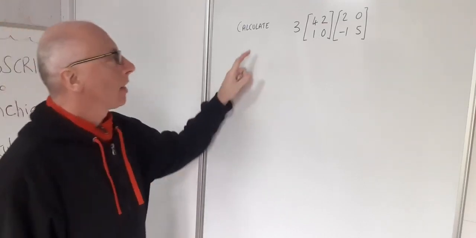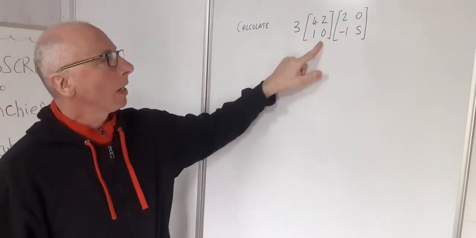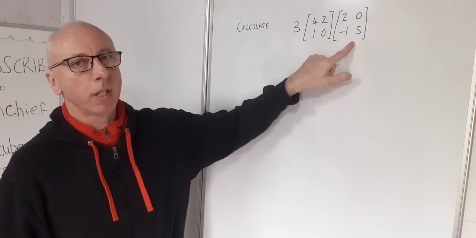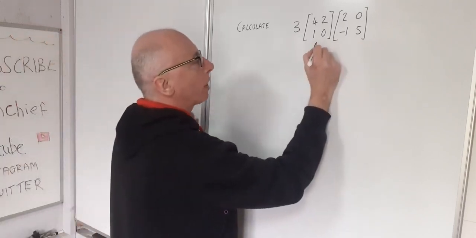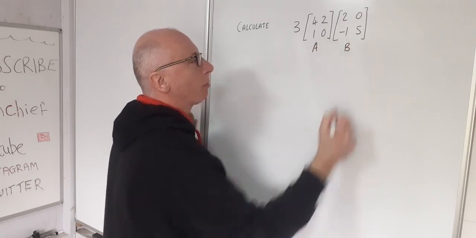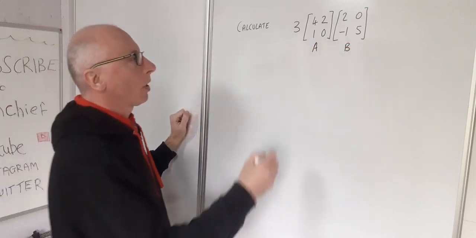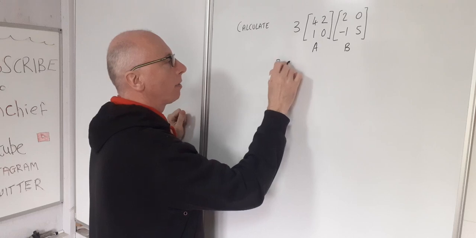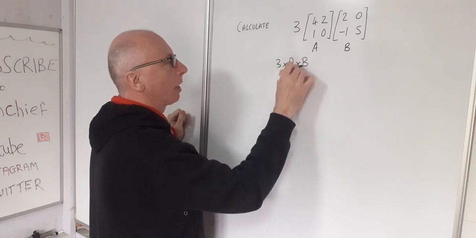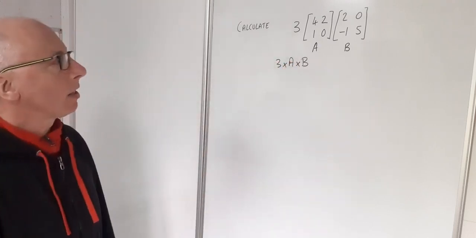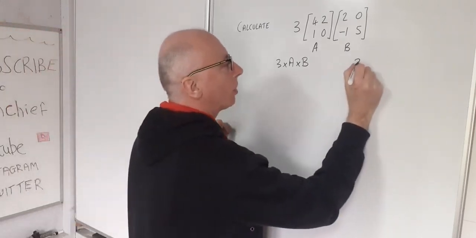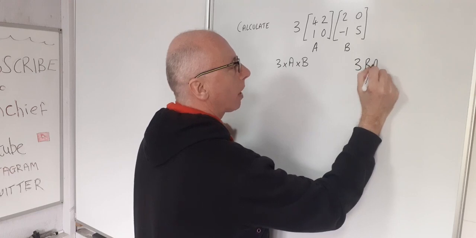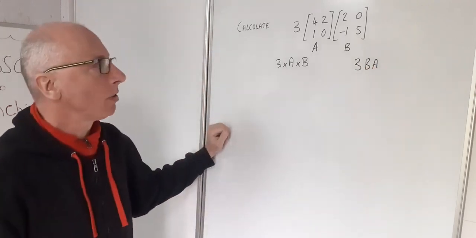So in this question here, I need to calculate 3 times this matrix and this matrix. So how am I going to do that? Well, if I call this one matrix A and this matrix B, basically what I'm looking for is 3 times A times B. Now, matrices are not always commutative. So for example, I couldn't do this 3B times A. That doesn't work for matrices.